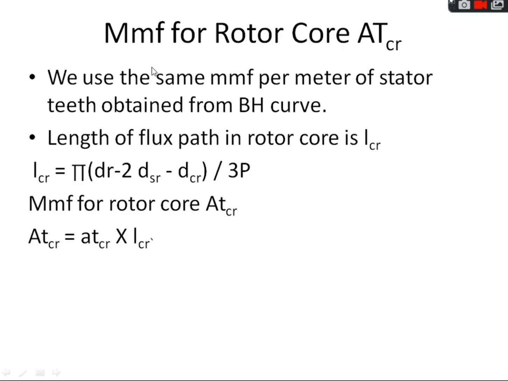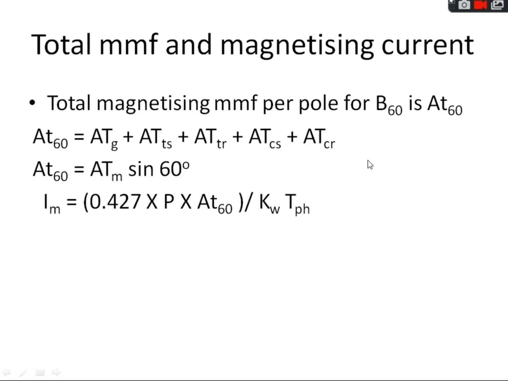Finally, we can calculate the magnetomotive force for the rotor core, similar to the one we calculated for the stator core. From the BH curve of the material we can find the ampere turns per meter, and then multiply it by the rotor core length. Generally the rotor core length is the same as the stator core length, but if, by exception, they are different, then we can use this particular formula to calculate the length of the rotor core.